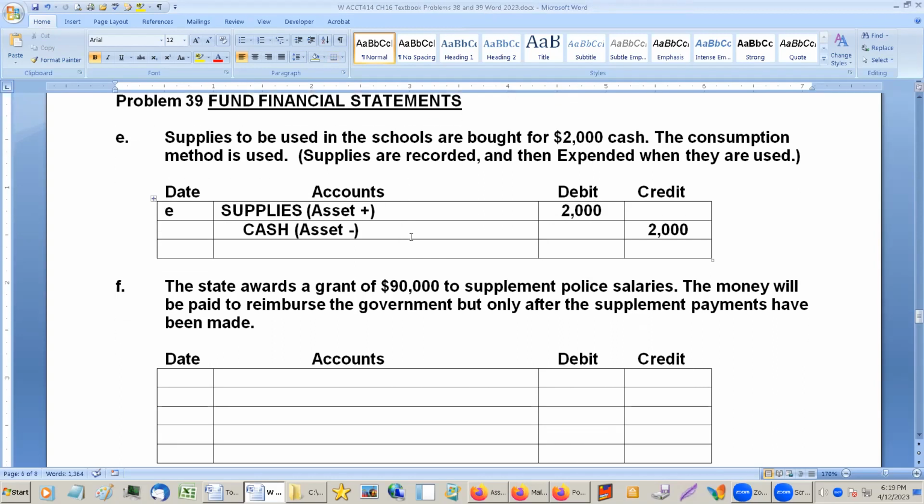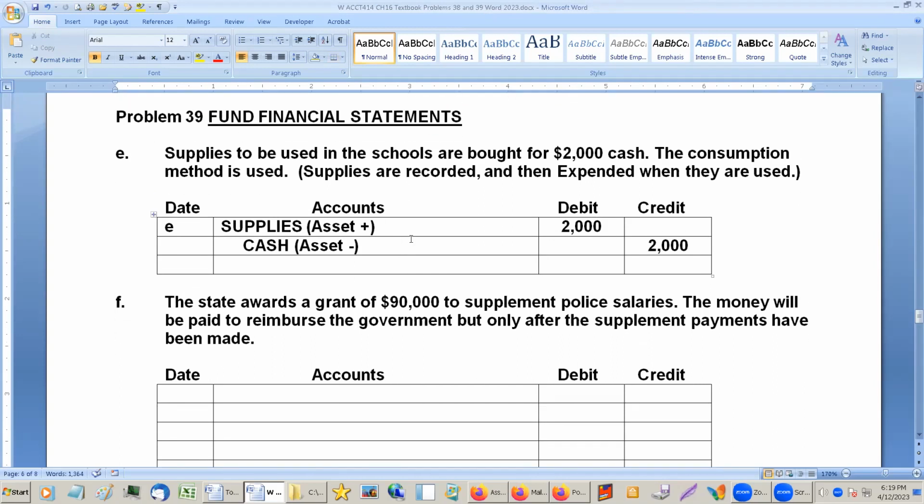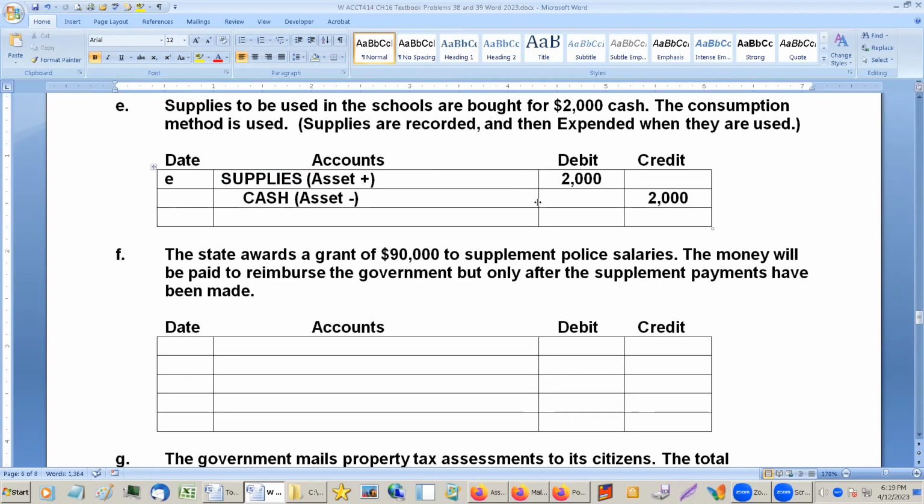All right, so supplies for the school bought for $2,000 cash. And again, this is one of the weird ones because they are putting it on the books, they're recording it on the books, and then they're going to expend them as they use them. We'll put them on there, and it's really not going against our idea of only current assets because supplies is a current asset.